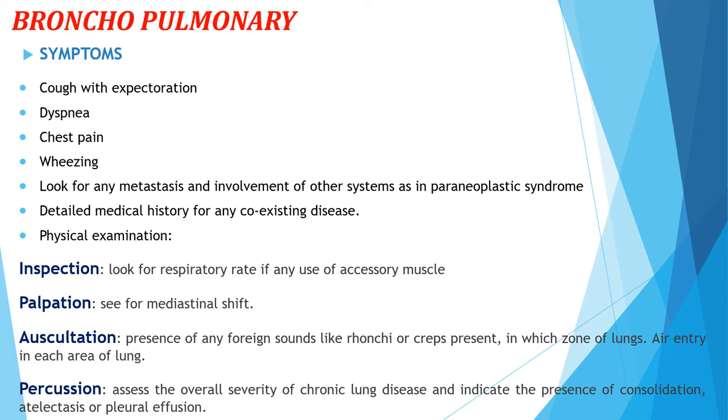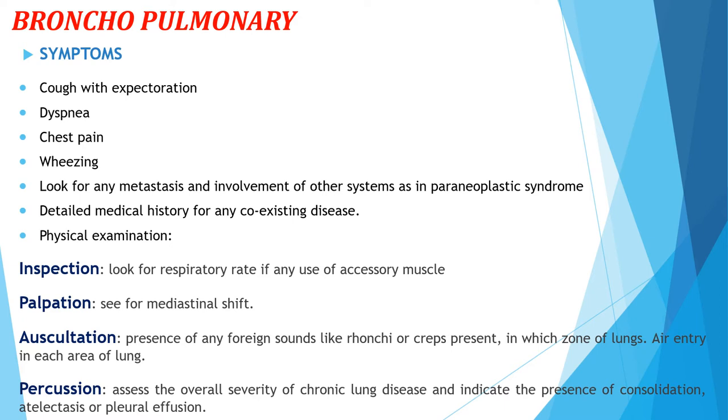What is bronchopulmonary? These are symptoms that include cough with expectoration, meaning sputum, dyspnea, shortness of breath, chest pain, and wheezing. Look for any metastasis and involvement of other symptoms, paraneoplastic syndrome, and details of medical history for any coexisting disease.